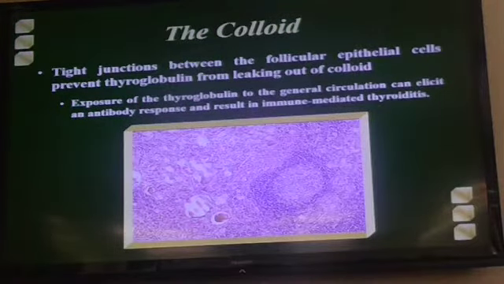Okay? Now, again, the tight junctions between the thick follicular epithelial cells prevent the thyroglobulin from leaking out. But if that breaks down, what do we got here? Y'all have seen this before. What do we got here? Is this a thyroid? It's a thyroid, but what's it got in it? Germinal center and all kinds of lymphocytes. So what do you think is going to be the ultimate fate of that thyroid?